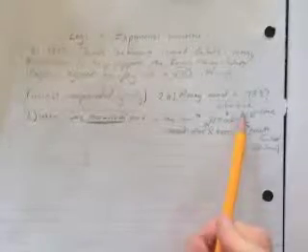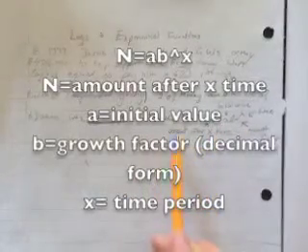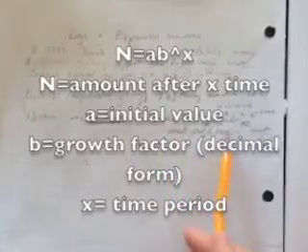Basically these help out with compound interest, and logs can also help you with getting rid of unwanted exponents. The exponential function equation that we use is N equals a b to the power x. Now N equals the amount after x time.